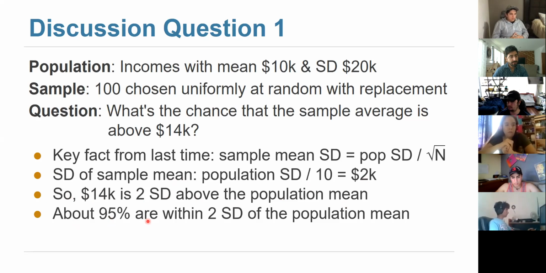And according to Chebyshev inequality, when we are talking about a normal distribution, about 95% are within 2 standard deviations of the population mean. This rule applies here because of the central limit theorem that we already know. If we take 100 samples chosen uniformly at random with replacement, we're going to end up with a normal distribution. That's why we can use this rule for a normal distribution. Based on that, 95% are within 2 standard deviations.